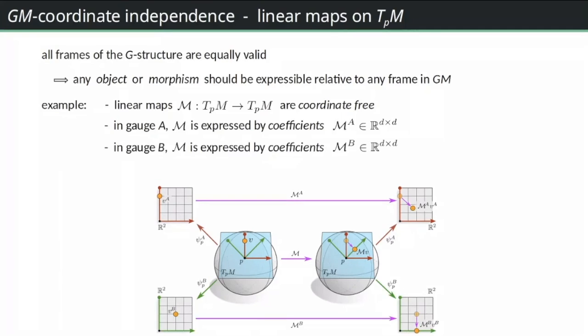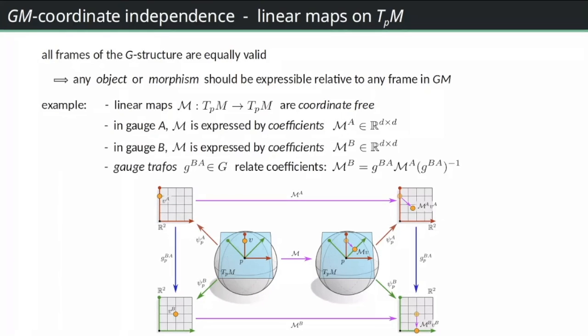Relative to gauge B, you get a matrix M_B. And you have these gauge transformations on the left and right. And this tells you that the coefficients of your matrix M_A and of your matrix M_B relate by left and right multiplying with g and g inverse. And this is how you know how matrices transform.